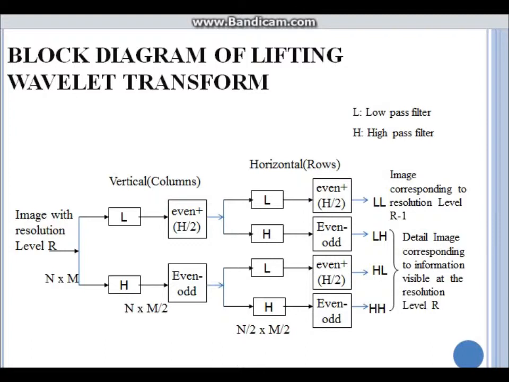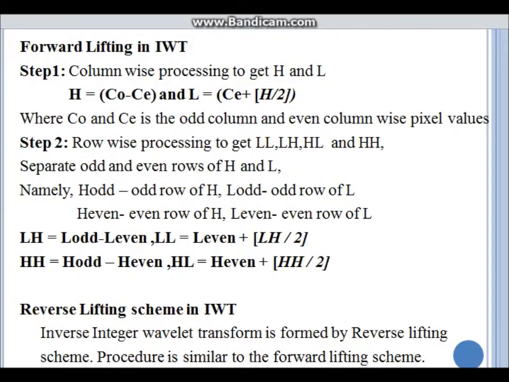First, we are taking the input image, which undergoes vertical decomposition, by which we get low pixel value, high pixel value, and further it undergoes horizontal decomposition, by which we get low level pixels, high level pixels, low high pixels, and high low pixels. This slide shows the formulas for calculating all the pixel values.